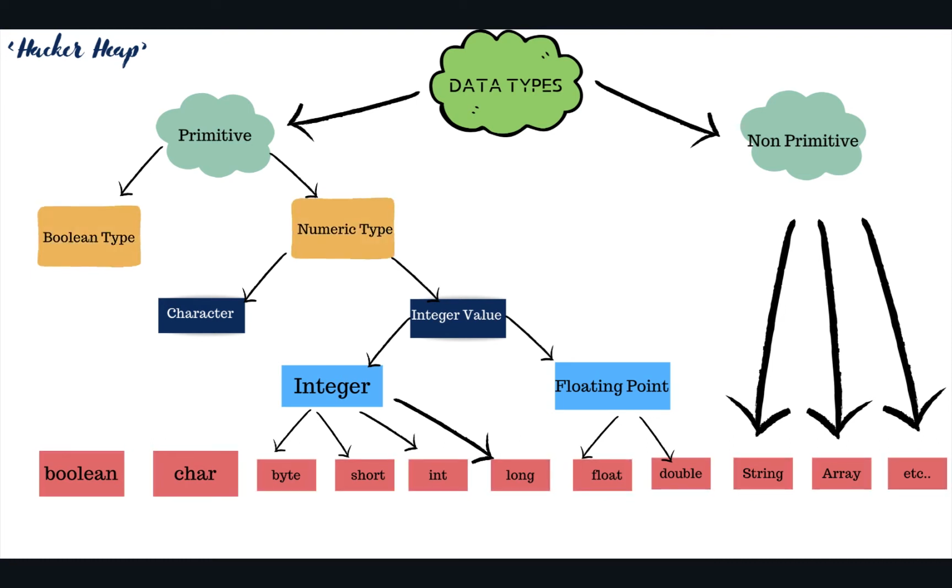And the other one is non-primitive data types, which are String, which is an array of characters, and array, which can be an array of any data type. So you can have an array of short, array of int, array of long, and all that stuff. And there are multiple other data types we will look into. We will see what these data types are and what kind of data they hold.